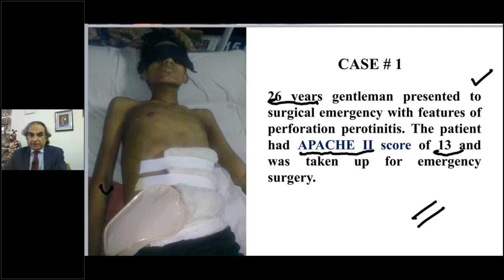APACHE stands for Acute Physiology and Chronic Health Evaluation. It has a number of variables. How many are there? 13. 13 variables, and the score is also 13. Can you just rattle out a few of them?